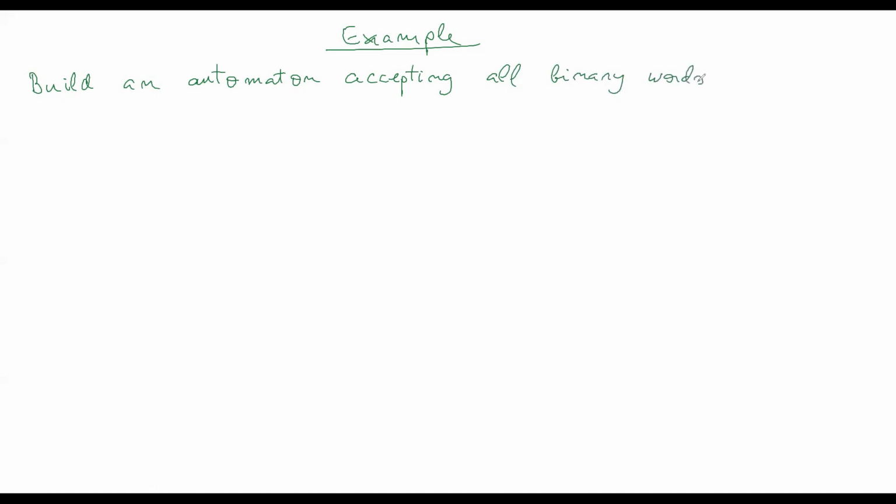So the example I want to build is a non-deterministic finite automaton. So I will say: build an automaton, and I'm going to build a non-deterministic one. So build an automaton accepting all binary words having letter 1 on the third position from the right.